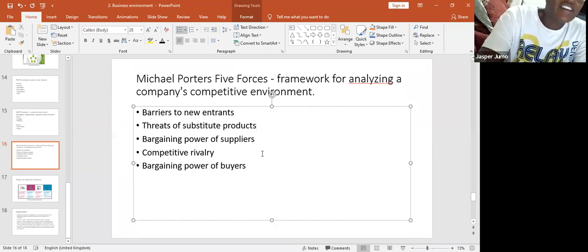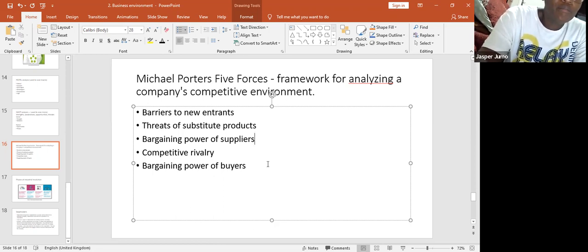If you find that it is very difficult for them to substitute your product, then you can rest easy. You don't abuse your customers, but you know it's not easy for them to walk away from you. Then you look at the bargaining power of the suppliers.